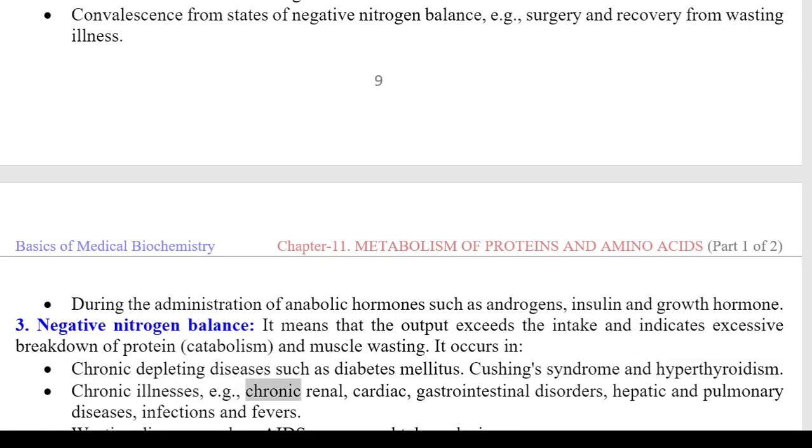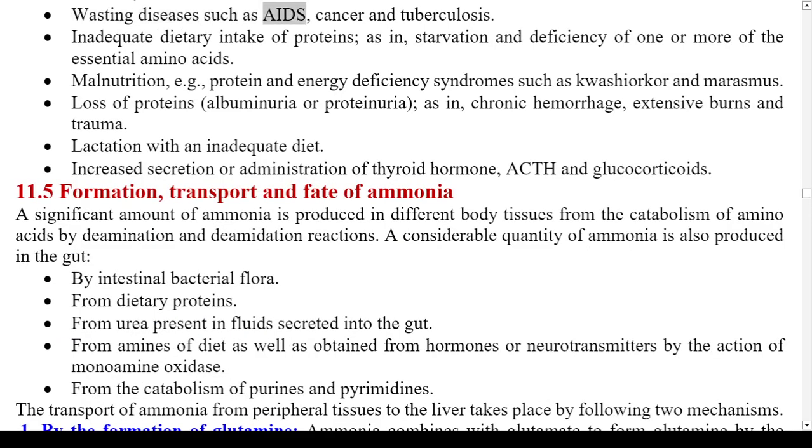Chronic illnesses, example chronic renal, cardiac, gastrointestinal disorders, hepatic and pulmonary diseases, infections, and fevers. Wasting diseases such as AIDS, cancer, and tuberculosis. Inadequate dietary intake of proteins, as in starvation and deficiency of one or more of the essential amino acids. Malnutrition, example protein and energy deficiency syndromes such as kwashiorkor and marasmus. Loss of proteins, albuminuria or proteinuria, as in chronic hemorrhage, extensive burns and trauma. Lactation with an inadequate diet. Increased secretion or administration of thyroid hormone, ACTH, and glucocorticoids.